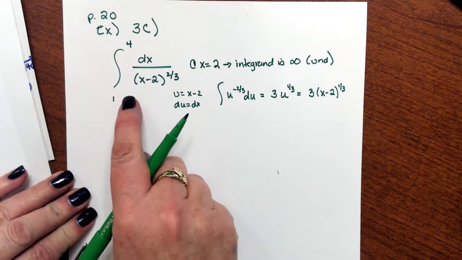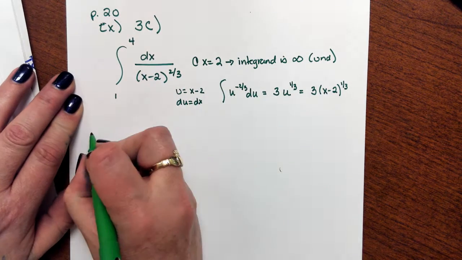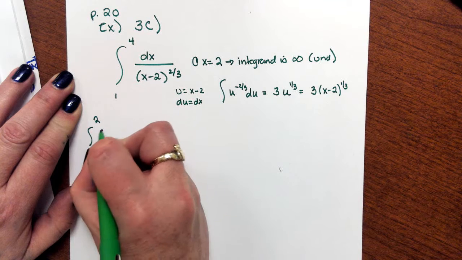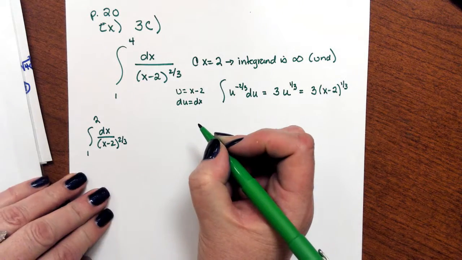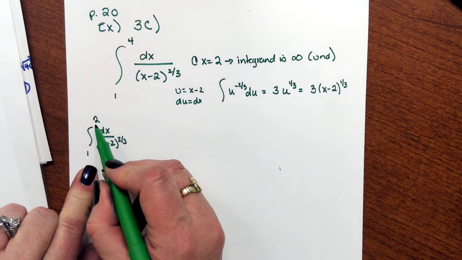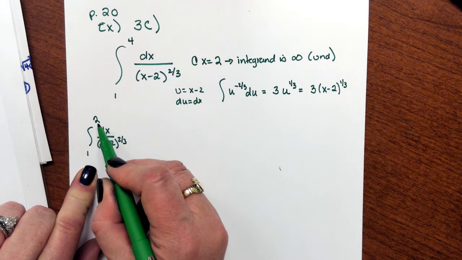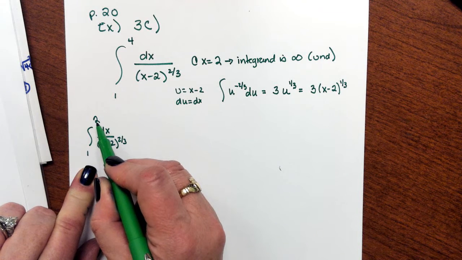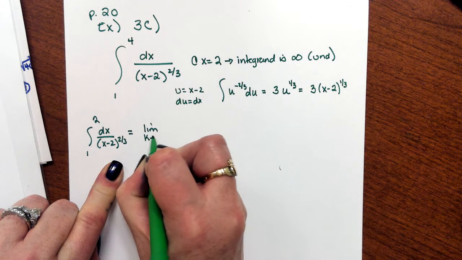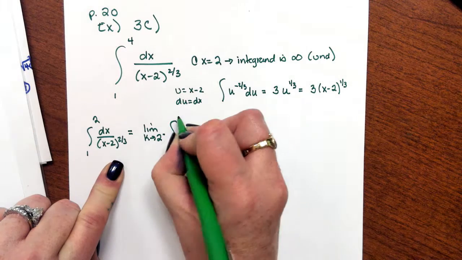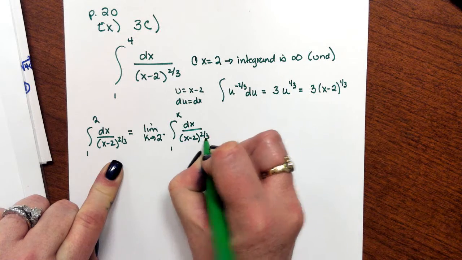So now what I need to do is split my integral at x equals 2. So I have my integral going from 1 to 2 of dx over the quantity (x minus 2) to the 2/3. As you remember from the previous example, at this bound we're undefined. So I'm going to replace it and find the limit. Since this is my upper bound, I want to find the limit as we're approaching 2 from the left. So I'm going to write this as the limit as k approaches 2 from the left, from 1 to k, of dx over (x minus 2) to the 2/3.